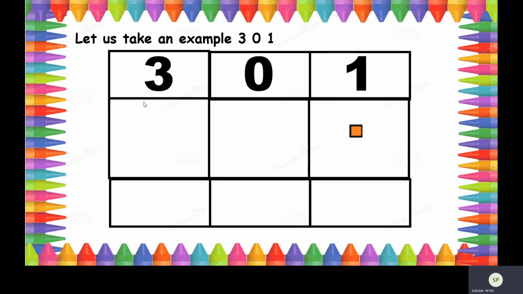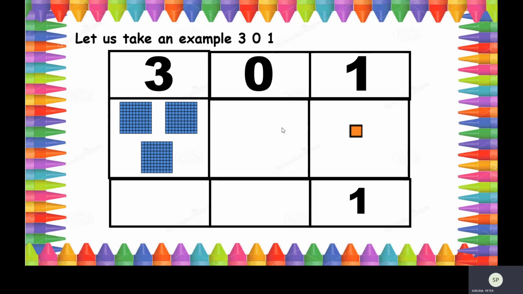We have 3 here. So how many flat block? 1, 2, 3. Now let us see what does each represent. This represents 1. And as you can see, there is no block here, so what will come here? 0. Here we have how many flat block? 3. So what will come here? 300. Very good. And this together represents 301. I hope it was clear to you.